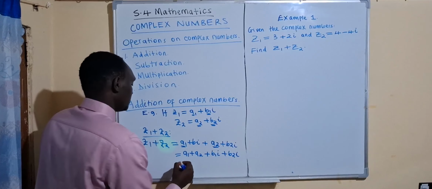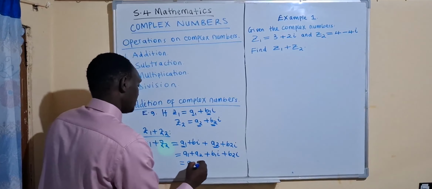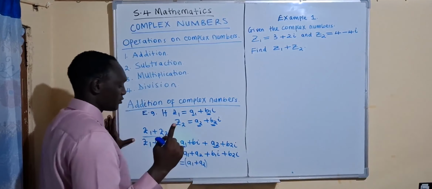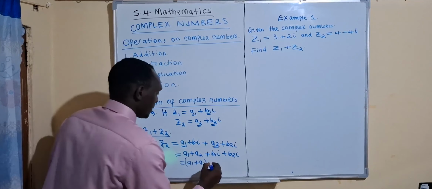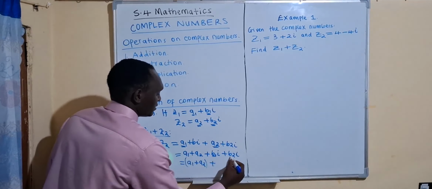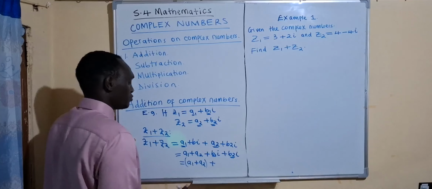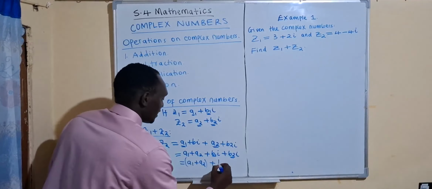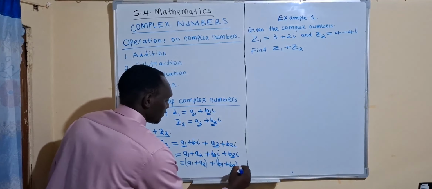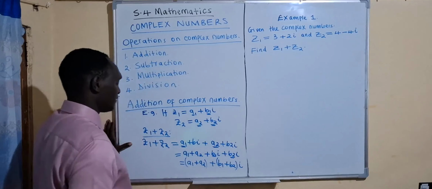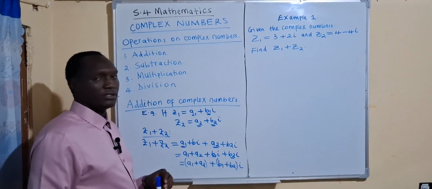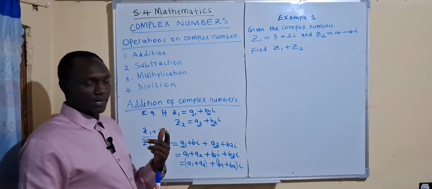And this gives us here A1 plus A2. Of course, they are real numbers. After adding them, you get one single value. Plus, you are adding B1 plus B2. So we shall say here B1 plus B2. i is common, so we shall factor i out. And after adding B1 and B2, we shall be in a position to get one single value.